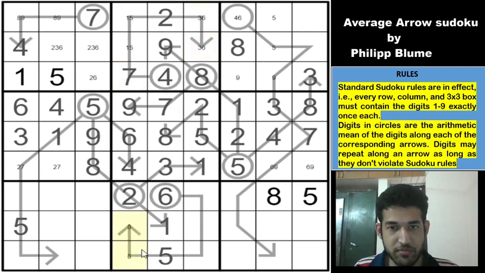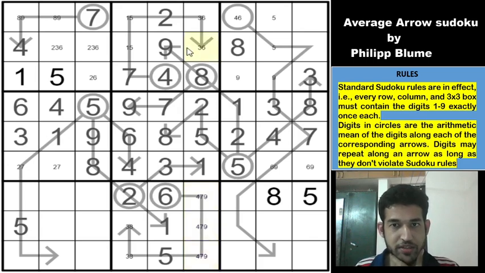So these two cells must be 3 and 8. 2, 4, 6, 9, 1, 5, 7. So they would have to be 3 and 8. So 1, 2, 5, 6, 3 and 8. So these cells must be 4, 7, 9. So which is the best place to continue from here?